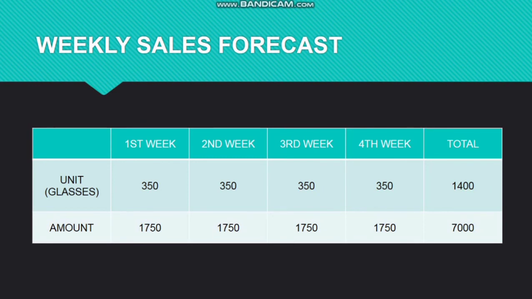This is your weekly sales forecast. In the first week, you'll have 350 glasses sold, and for 5 pesos each you can have 1,750 pesos each week, which we can total to 7,000 pesos a month in sales.